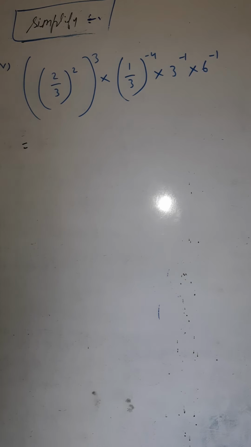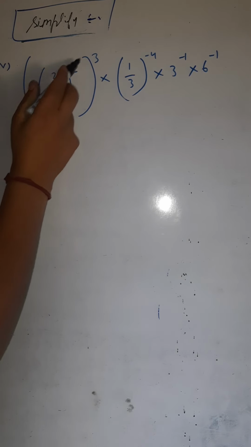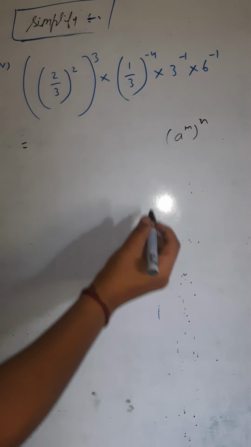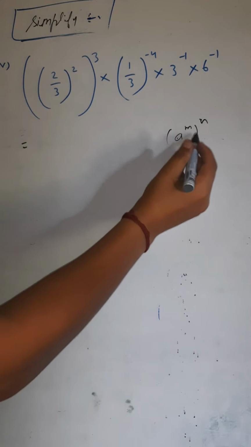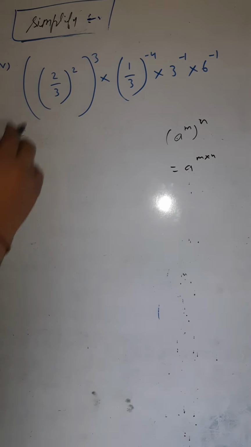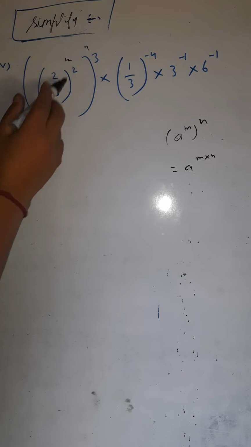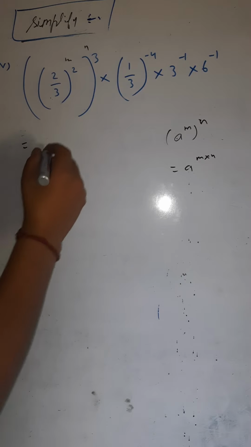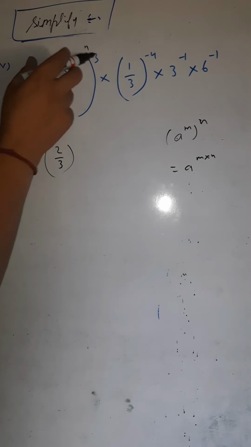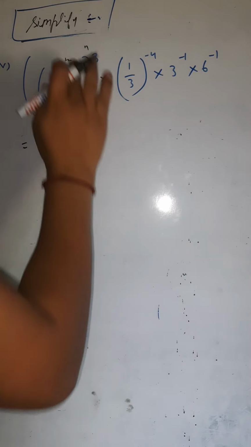If you see, look here. It is of the form (a^m)^n. Similar questions we have just discussed previously. (a^m)^n can be written as a^(m×n). So similarly, this is a, this is m, this is n. So I am going to multiply both these. So I can write it as (2/3) raised to the power 2 multiplied by 3, which would be 6. Getting this or not? Very good.